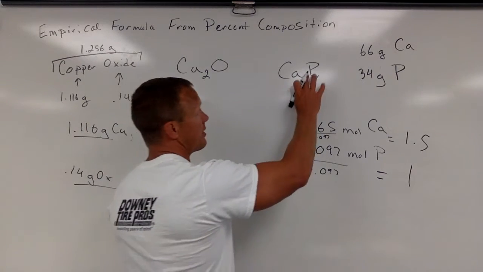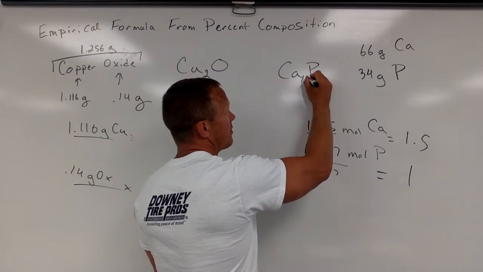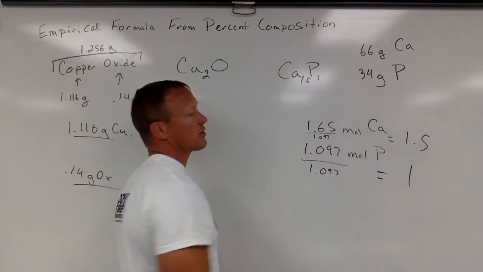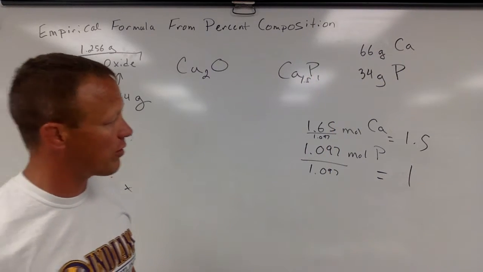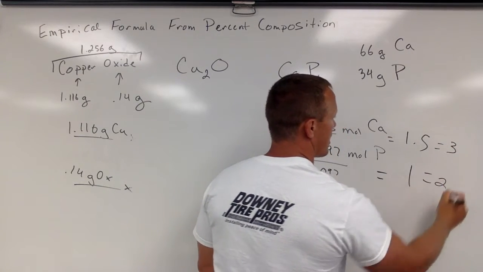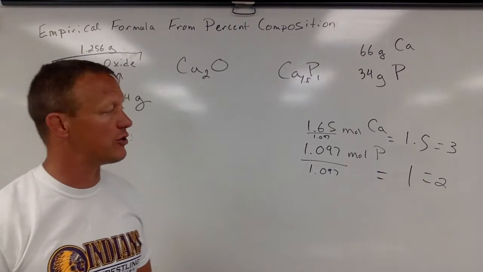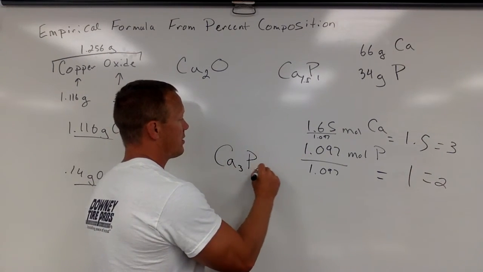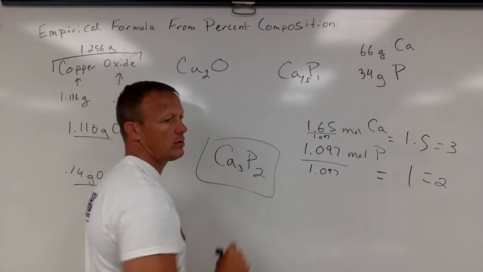Well, I obviously can't write Ca 1.5 phosphorus 1. So you have to kind of know that a 1.5 to 1 ratio, if I double that and double that, that becomes 3, that becomes 2. So it's a 3 to 2 ratio. So it's Ca3P2.